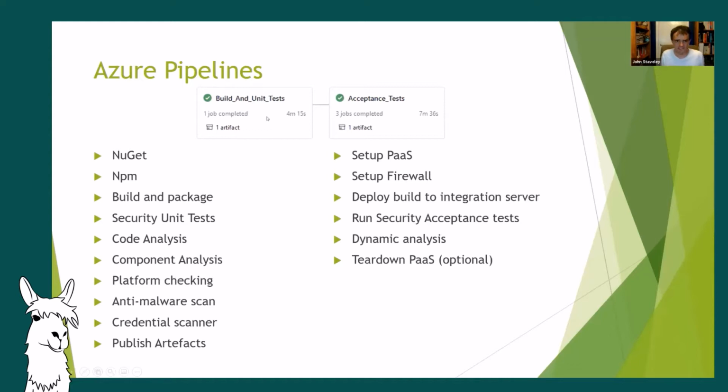Once that stage is complete, so that only takes probably about 8 minutes to complete, then it runs acceptance tests. So here it sets up the paths, the app service, and then firewall, blob storage, SQL, that kind of thing. So then it deploys it into that PaaS, and then we run the security acceptance test against it, and then does some dynamic analysis. So that's OWASP SAST. So each of these stages, we're checking security and giving fast feedback to the developer if there's any security issues to look at.